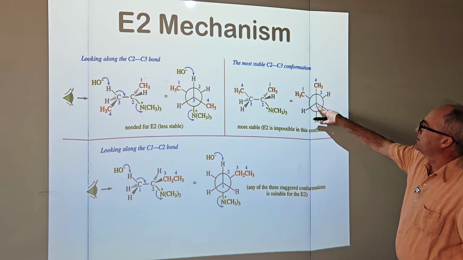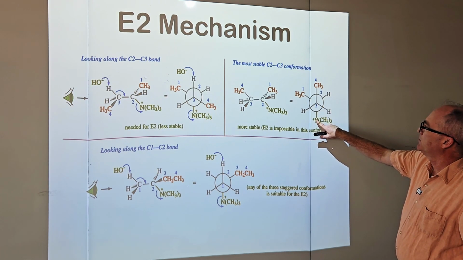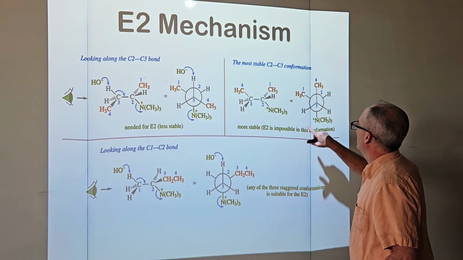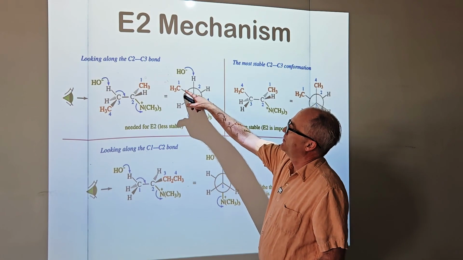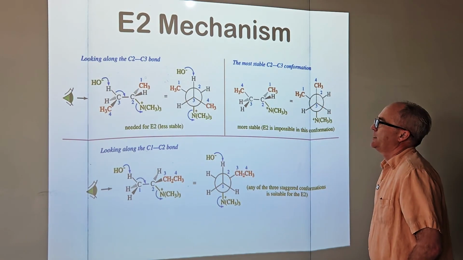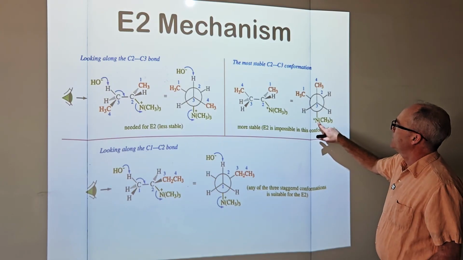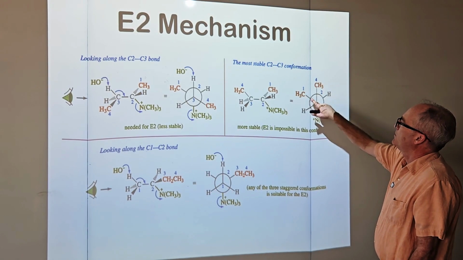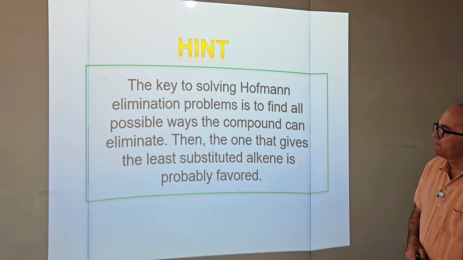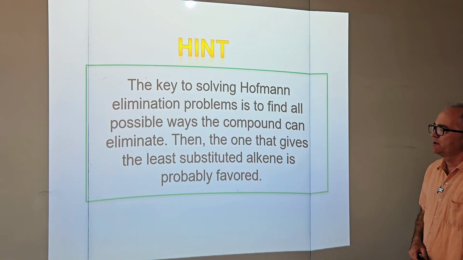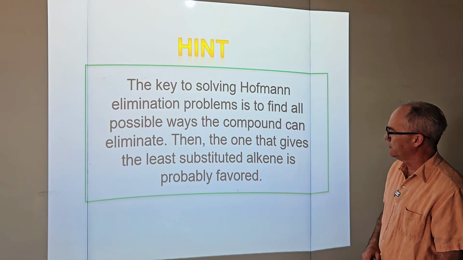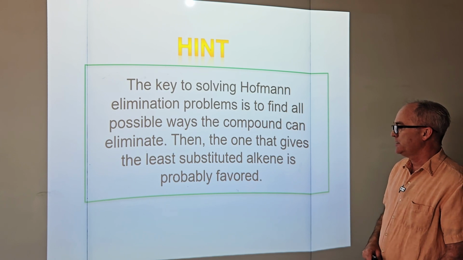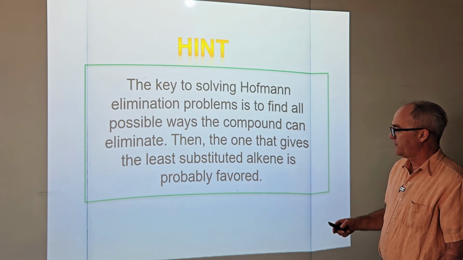So notice, this is the most stable configuration. So that's crowding there, you don't have here. So we can either have the methyl groups anti to each other, or we can have this bulky trimethyl nitrogen anti to one of the methyl groups. The key to solving Hofmann elimination problems is to find all possible ways the compound can eliminate. Then the one that gives the least substituted alkene is probably favored.